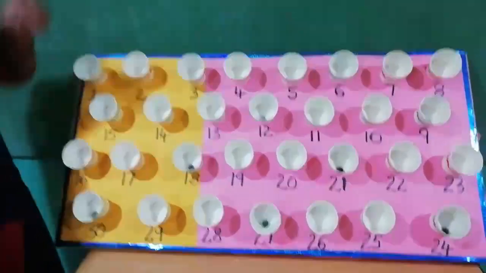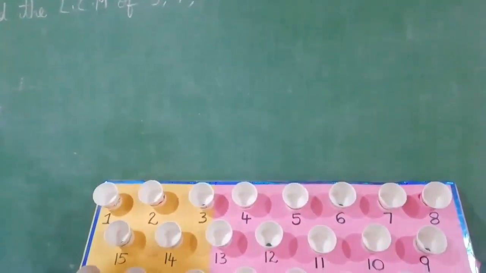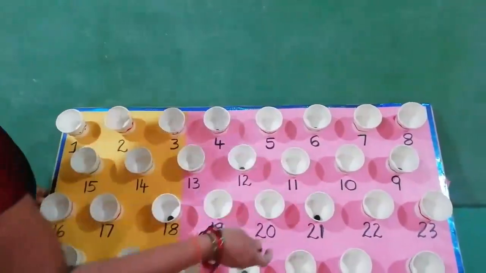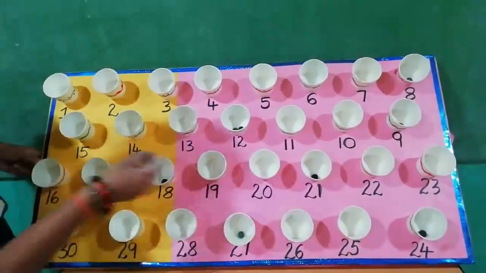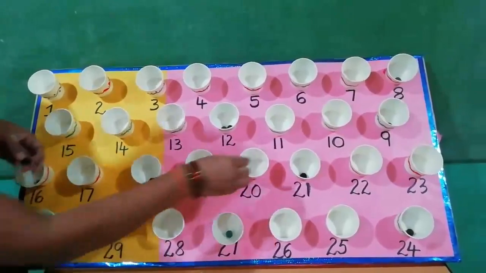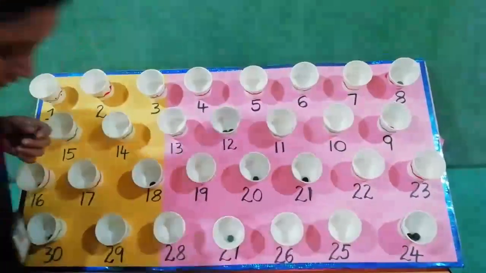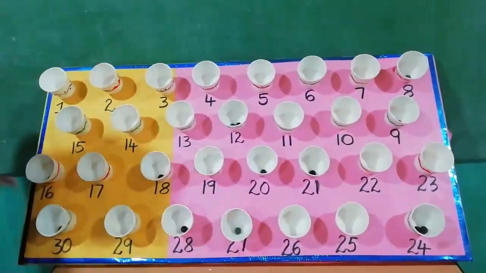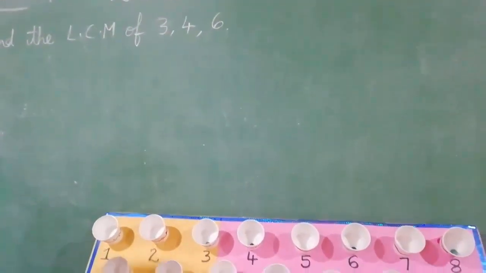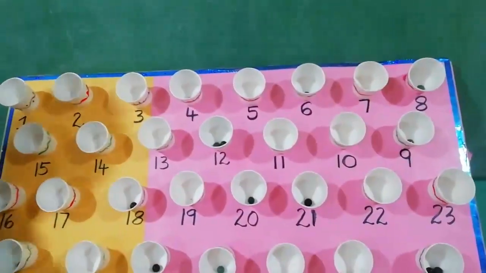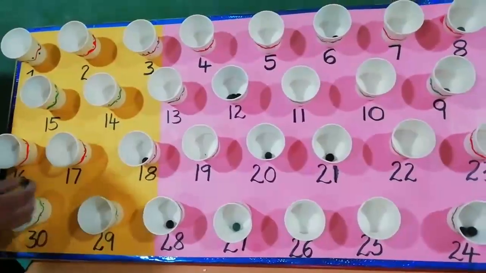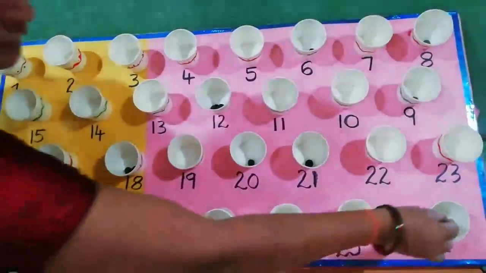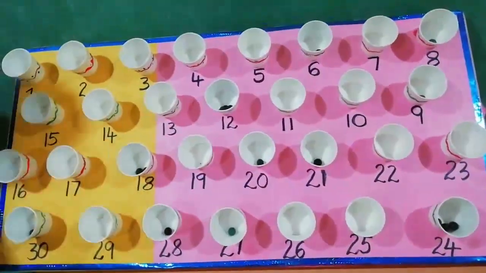The next number 4. What are the multiples of 4? 4 1s are 4, 4 2s are 8, 4 3s are 12, 4 4s are 16, 4 5s are 20, 4 6s are 24, 4 7s are 28. Next, multiples of 6. 6 1s are 6, 6 2s are 12, 6 3s are 18, 6 4s are 24, 6 5s are 30.